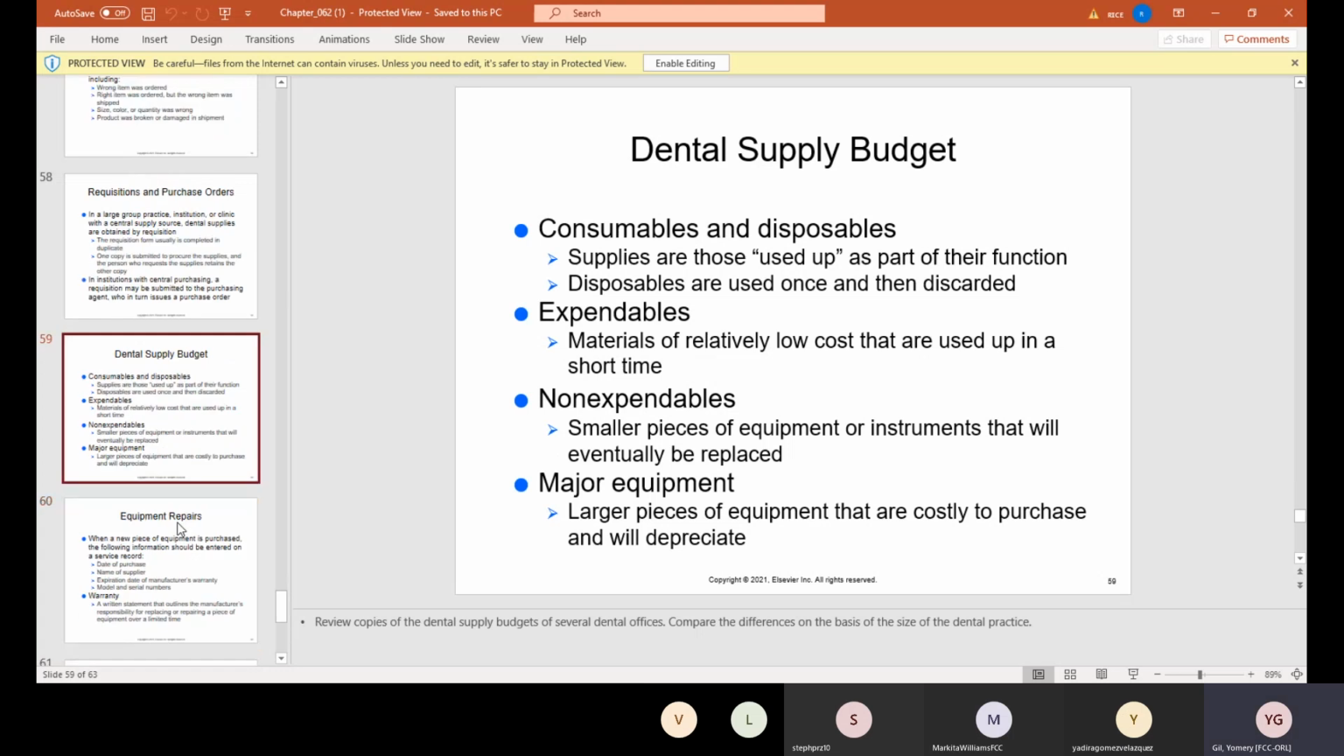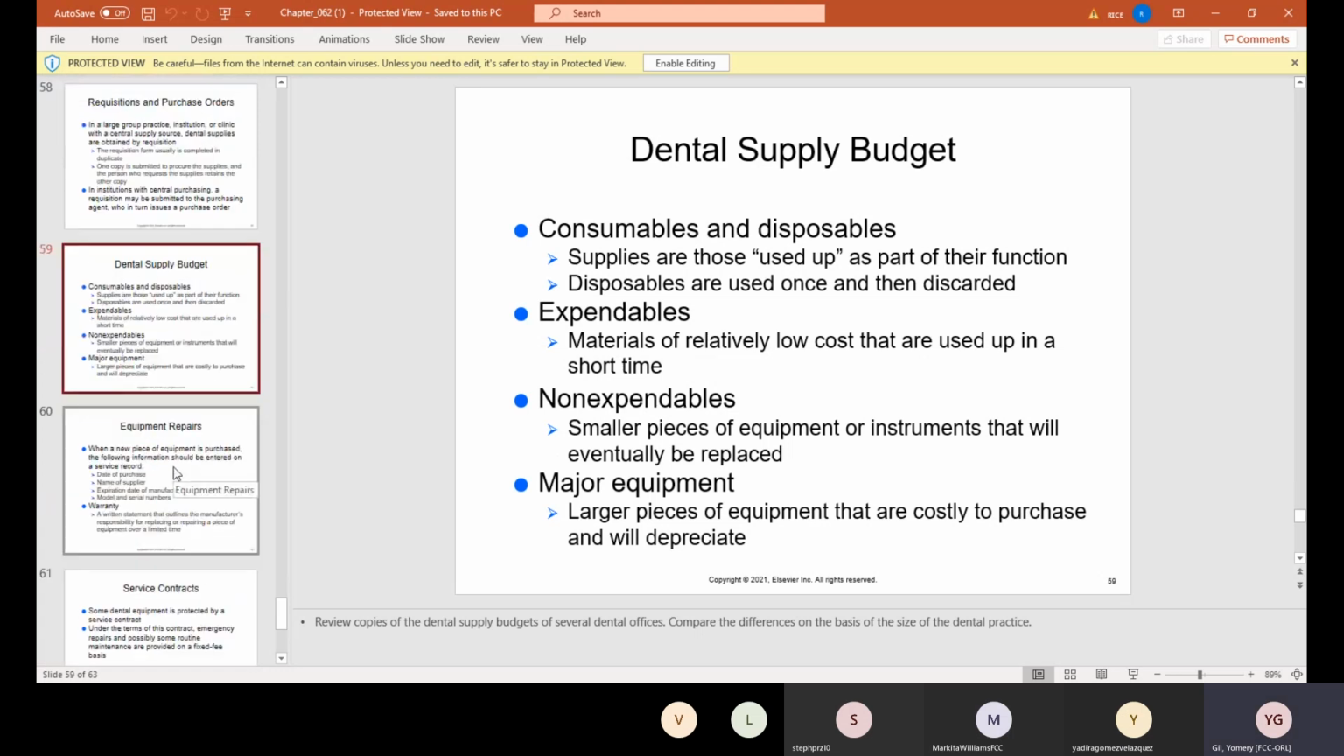The dental supply budget, like I said, some offices have a budget for their orders. Consumables and disposables. Supplies that are used up as part of their function. Disposables are used once and then discarded. So the suction disposable, the bibs, the masks, gloves, all that stuff.